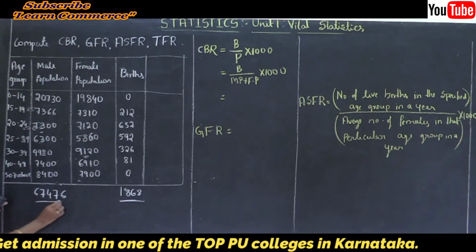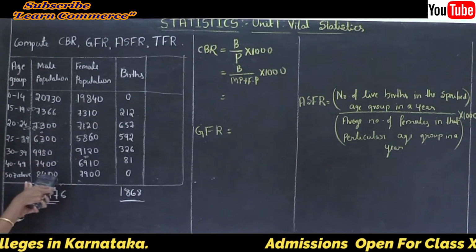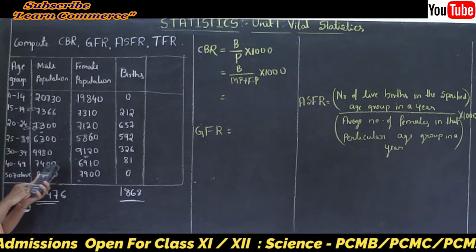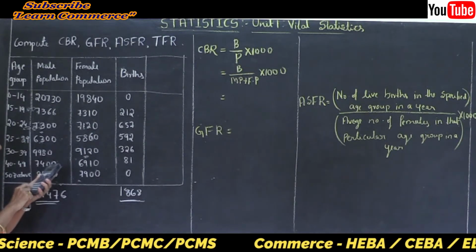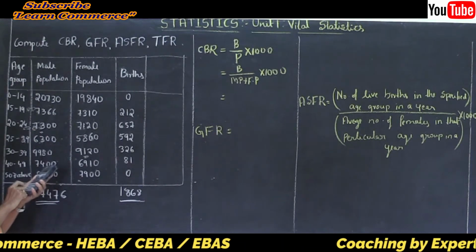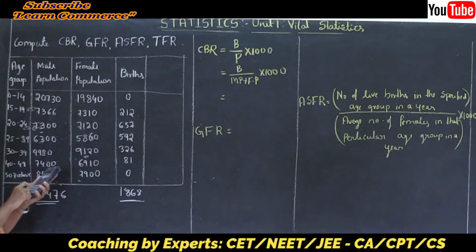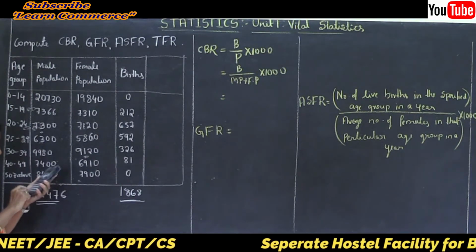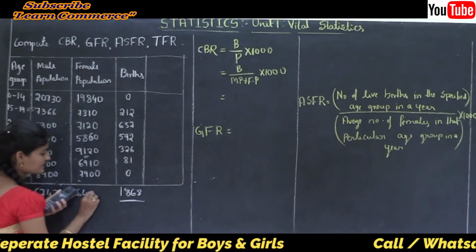Next we need to calculate the total of female population. Here the first observation is 19,840 plus 7,310 plus 7,120 plus 5,860 plus 9,120 plus 6,910 plus 7,900, that is 64,060.